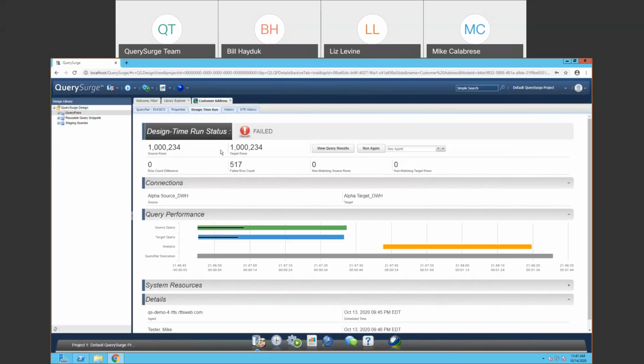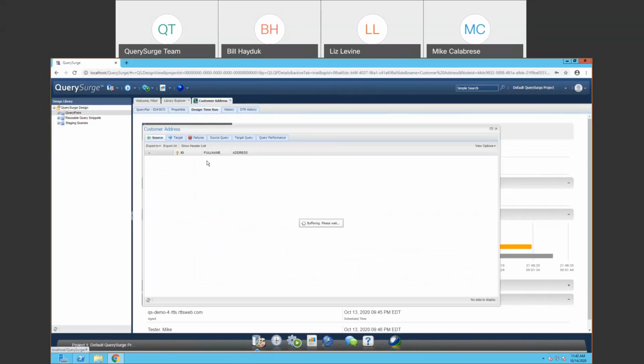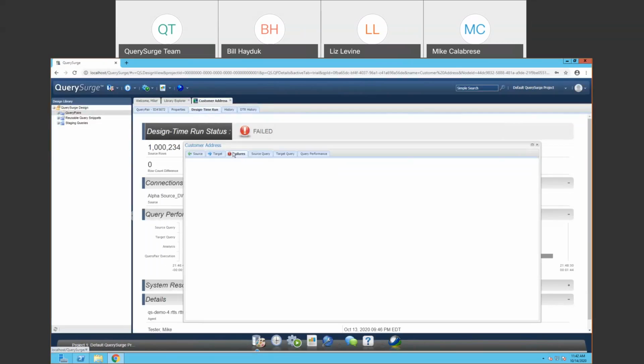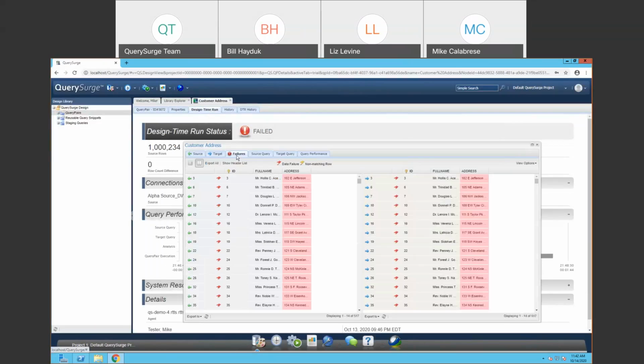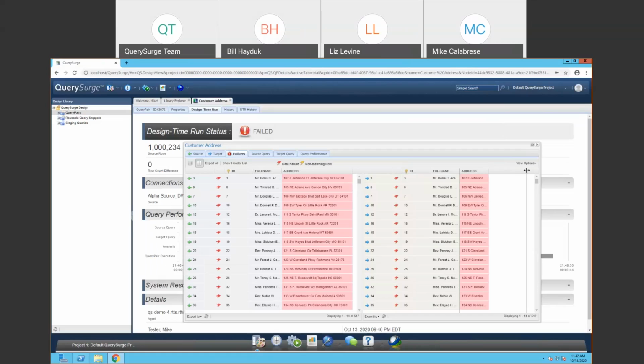And as you can see, the automation tool found the same results. The source and the target rows both match up. However, it does highlight a failed row count of 517. So if we were to go in and drill down, we can see that these 517 rows between the source and the target are not fully matching.